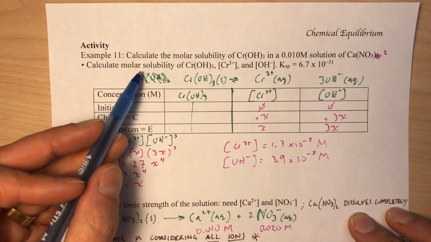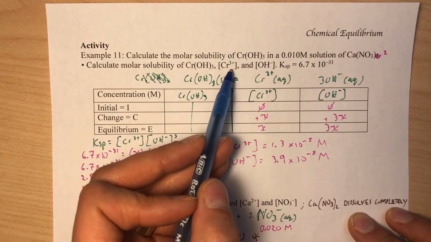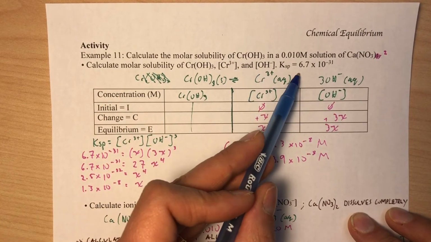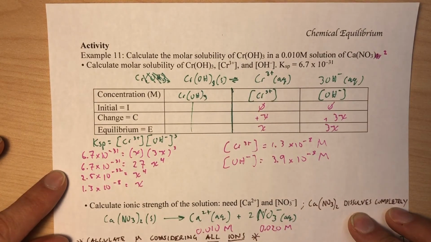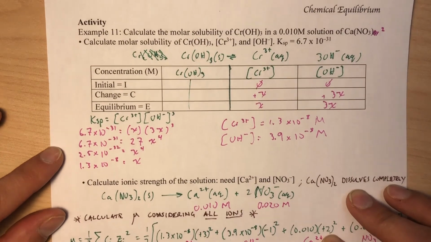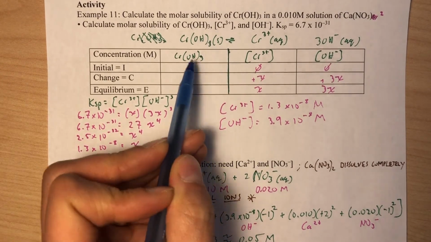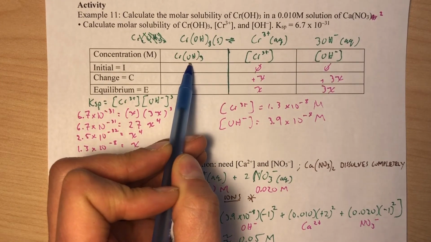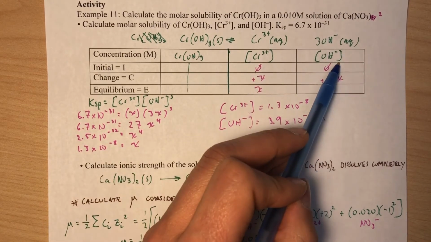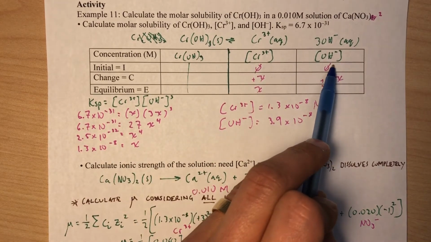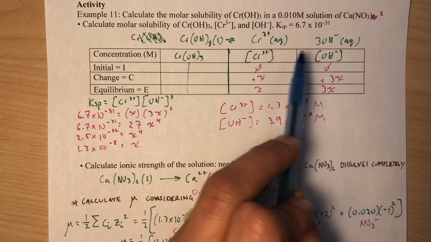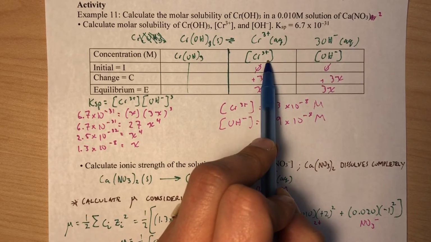So we're going to calculate the molar solubility of chromium hydroxide, chromium 3 plus and hydroxide, with a KSP of 6.7 times 10 to the negative 31, a very small KSP. So this problem will look very similar, and it's good practice. So we have chromium hydroxide solid, which dissolves into chromium ion and hydroxide ion. We have 3 equivalents of hydroxide, which is always a -1. That tells us that chromium is in the +3 oxidation state.